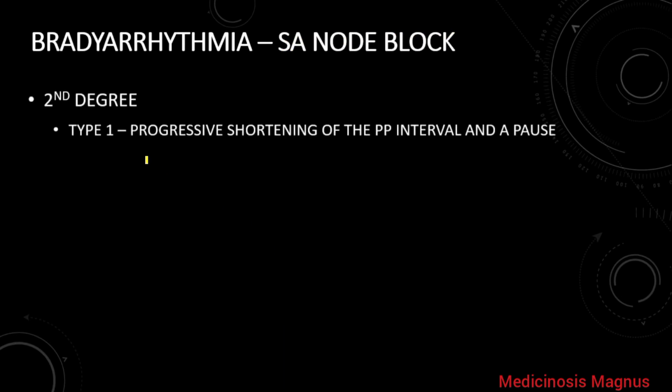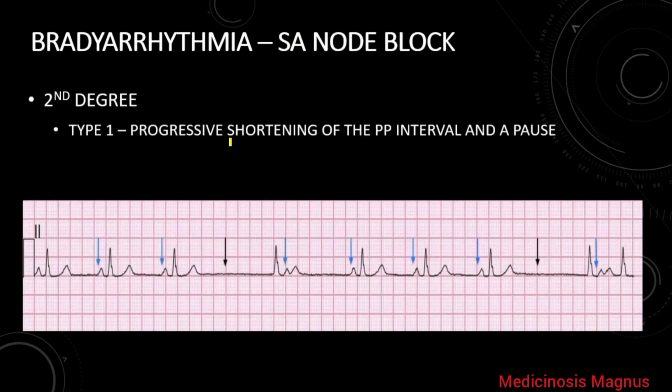In the second degree type 1, the patient will have progressive shortening of the PP interval and then suddenly there will be a pause. If you see, this is the P and P interval. This is a P and this is a P. Again this is a P. This interval will reduce, will shorten, and suddenly there will be a pause. This is second degree type 1 SA nodal block.